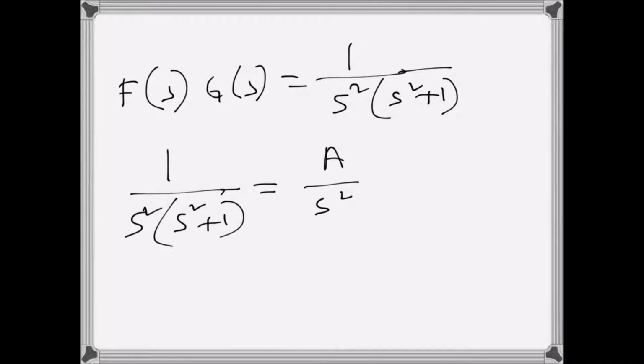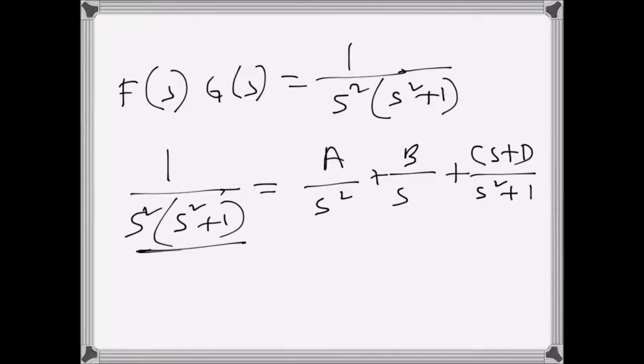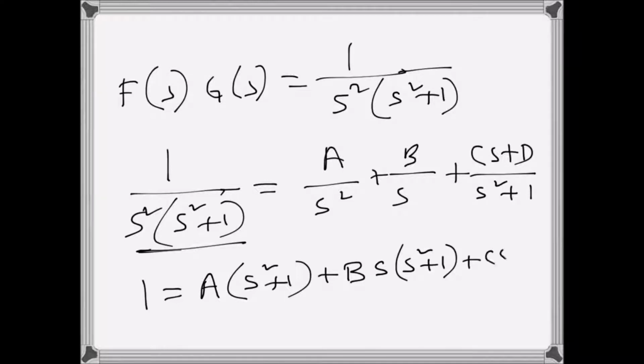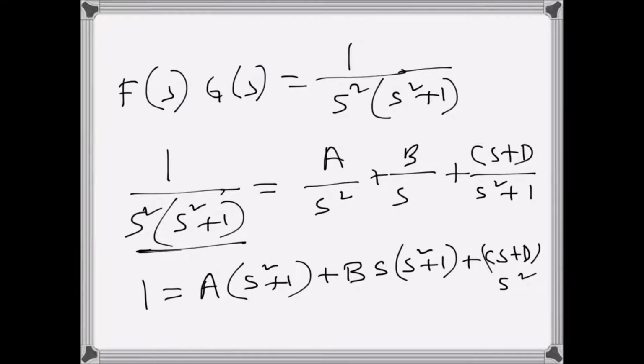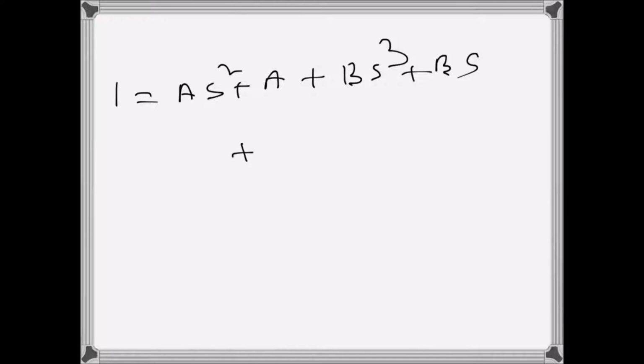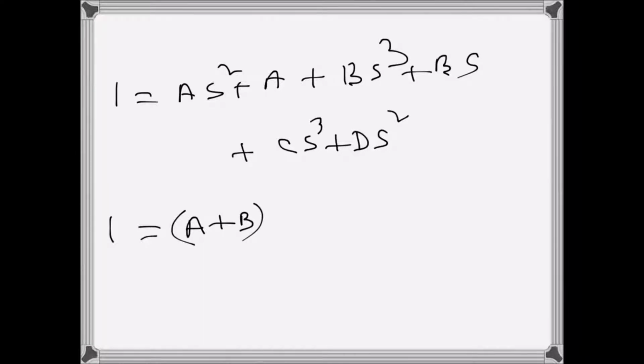So I can say a over s square plus b over s plus (cs plus d) over s square plus 1, like that. Then I will multiply both sides by s square. So the left hand side becomes 1, the right hand side a times s square plus 1 plus b times s times s square plus 1 plus (cs plus d) times s square. Now I will get rid of the brackets. So this is a s square plus a, plus we have b s cube plus b s, and then we have c s cube plus d s square. So I will write the coefficients, so I will write the powers accordingly.